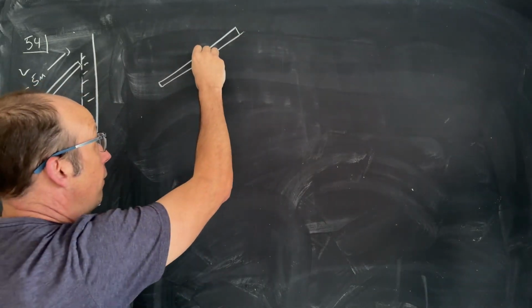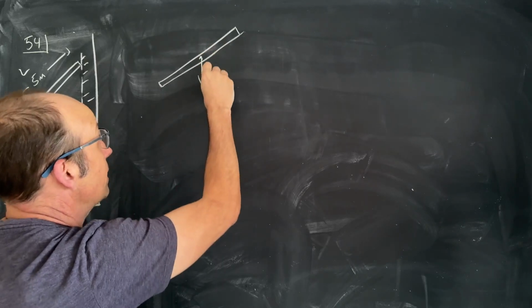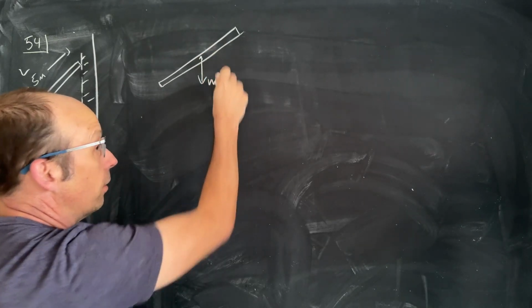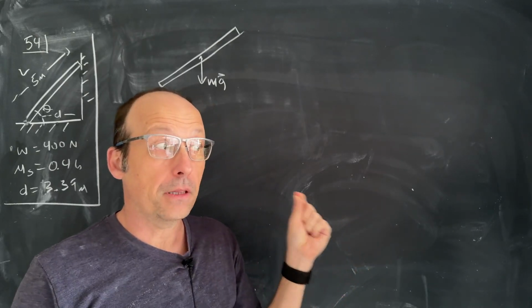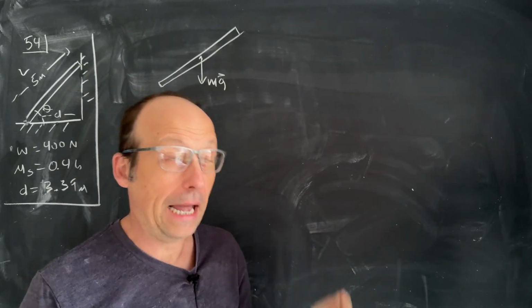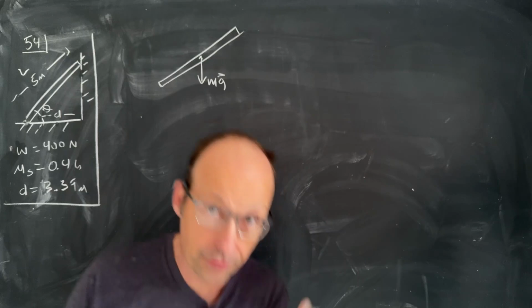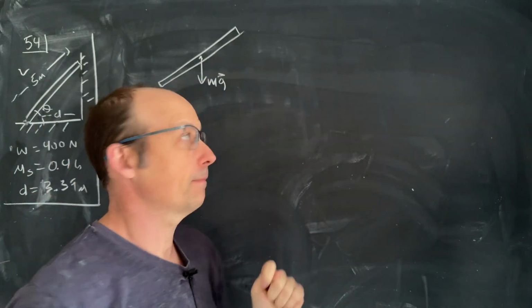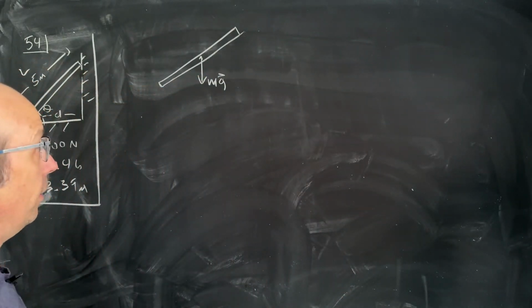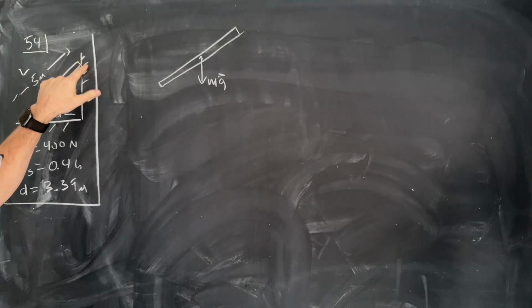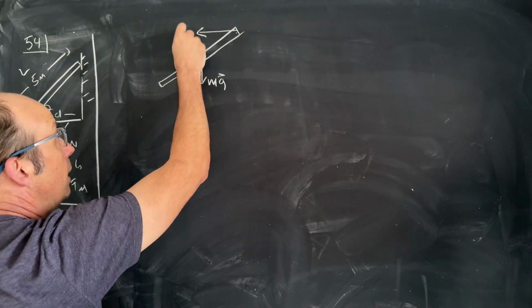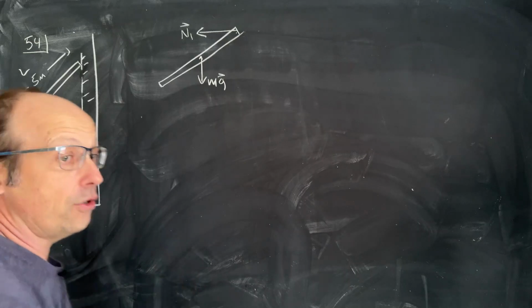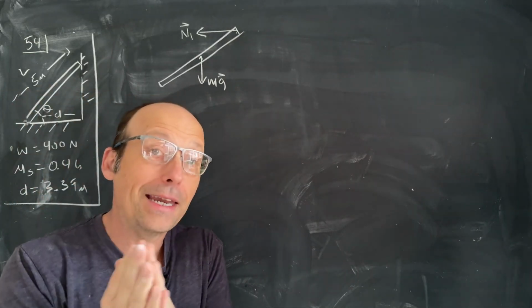So we have the gravitational force. It acts at the center of the ladder. If the ladder is uniform density, then the center of the ladder is the center of mass, and since the gravitational field's constant, that's the center of gravity. Okay. Now, what else is acting on the ladder? Well, the wall pushes on it. I'm going to call that force N1. It's a normal force, and it's perpendicular to the wall.